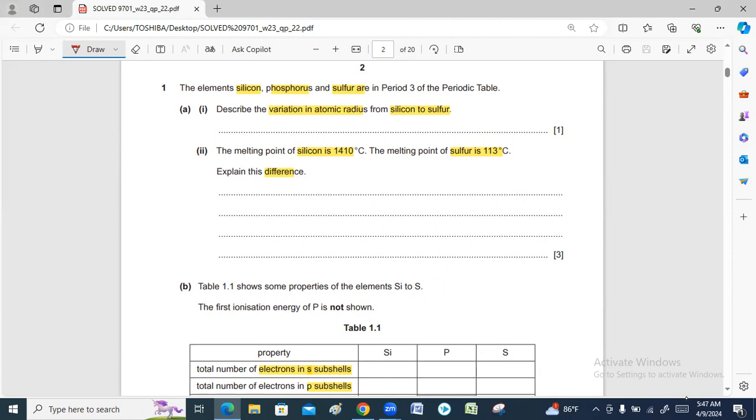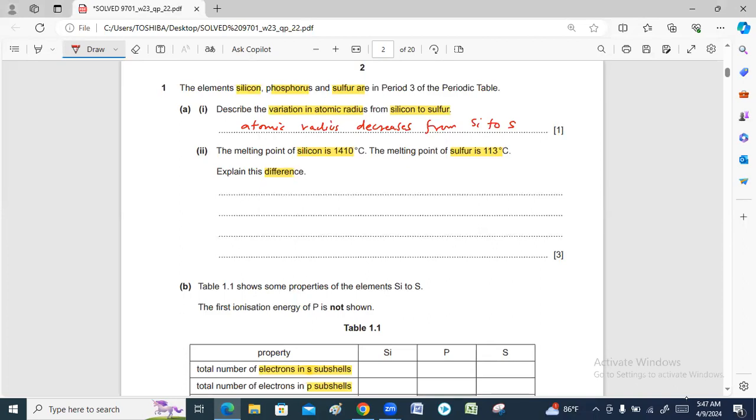According to the periodic table, if we move from left to right in period 3, we know that the proton number increases and the nuclear charge increases. So the attractive forces between the nucleus and the outermost electron will also increase, and the atomic radius decreases from left to right. So we can say that atomic radius decreases from silicon to sulfur.